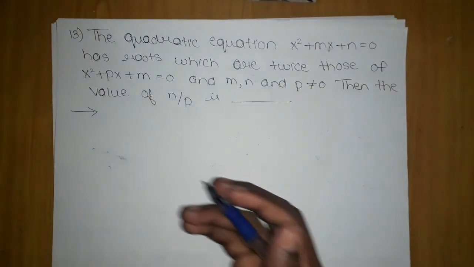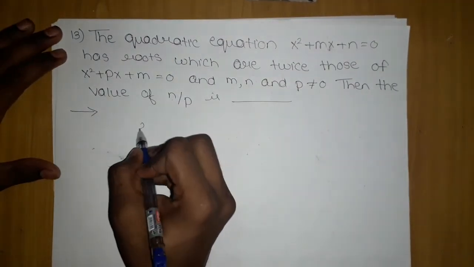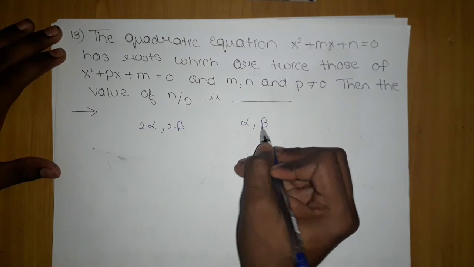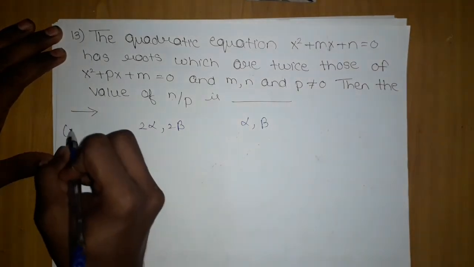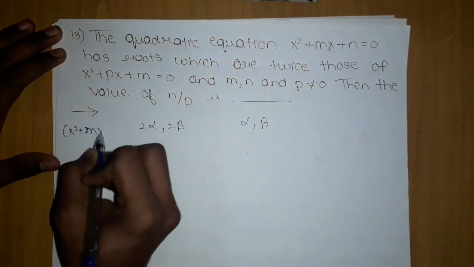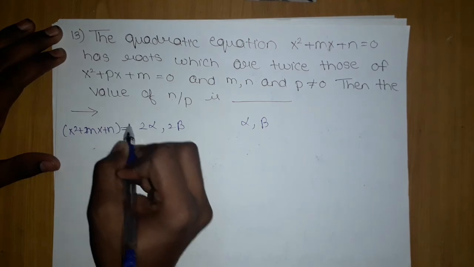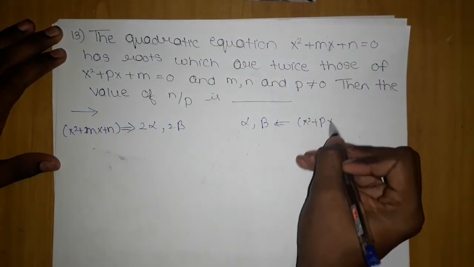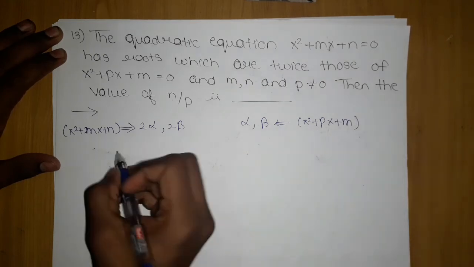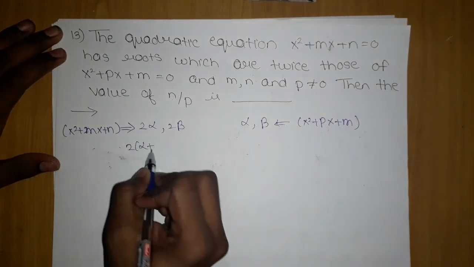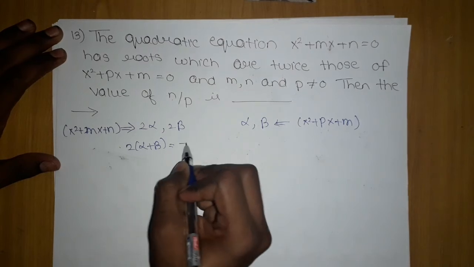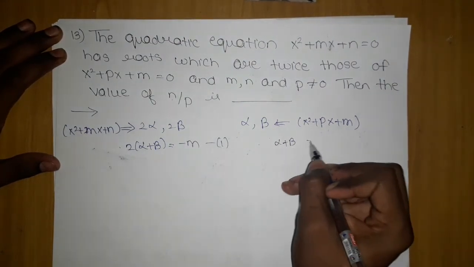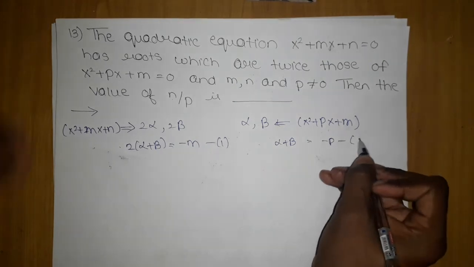Now this equation has twice the roots, so if I consider its roots 2 alpha, 2 beta, then this equation's roots are alpha, beta, and its roots are x square plus mx plus n. Okay, for this these are the roots, and for x square plus px plus m, these are the roots. So 2 into alpha plus beta, what do we have? Sum of the roots is minus m, let me call it 1, and alpha plus beta, what do we have, minus p, let me call it 2.